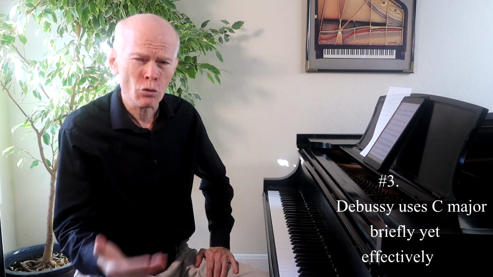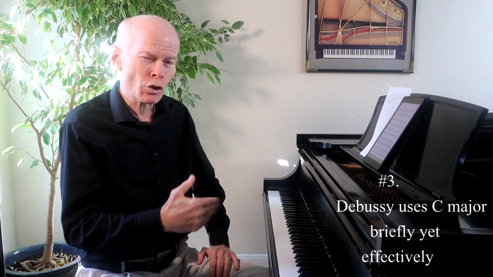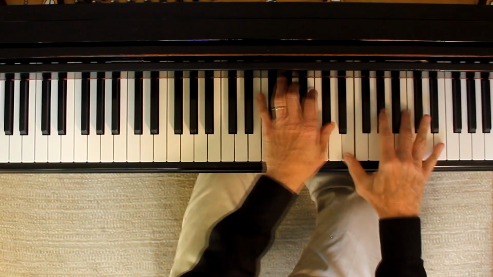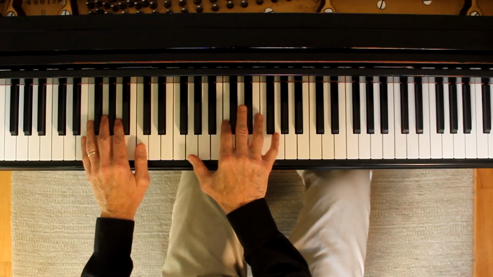Point number 3, he uses the key of C major for only 3 or 4 measures in this piece. But it's quite startling because the whole piece is in this beautiful E major kind of sound, almost like a harp-like sound. In a passage on the last page, he writes risoluto, with resolve, playing in a completely different key of C major. All white keys, we hear this.